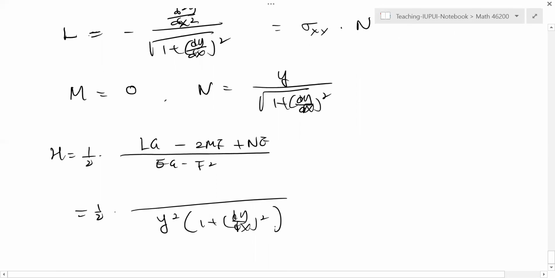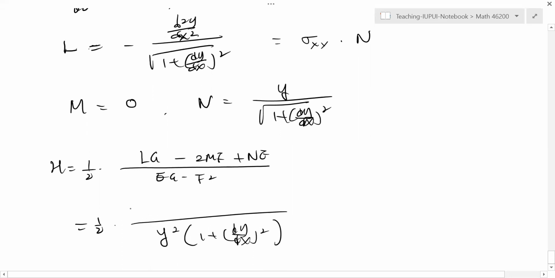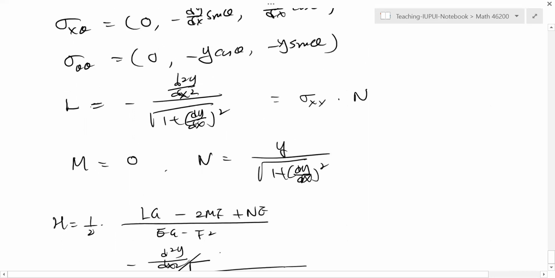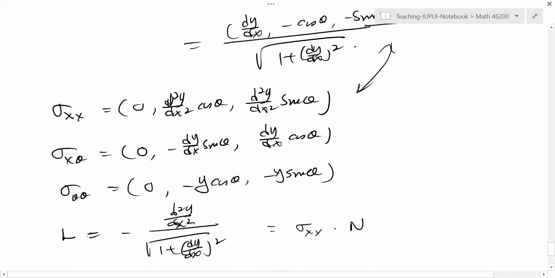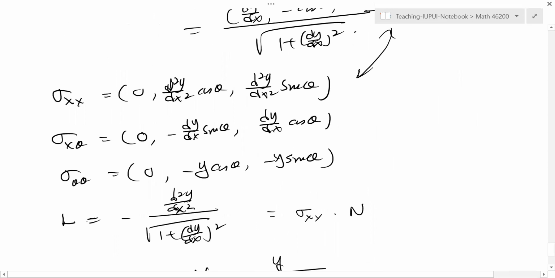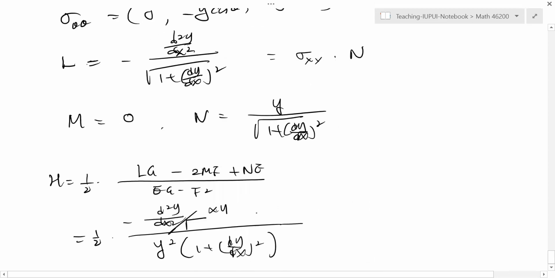Okay, now L, right? My L is a negative sign here, and have a square root. Now what is my G? Okay, G is going to be LG, right? So G is Y squared. Okay, let's go back to here. G is Y squared, so multiply by Y squared, and plus N. N is the Y of this square root, right?